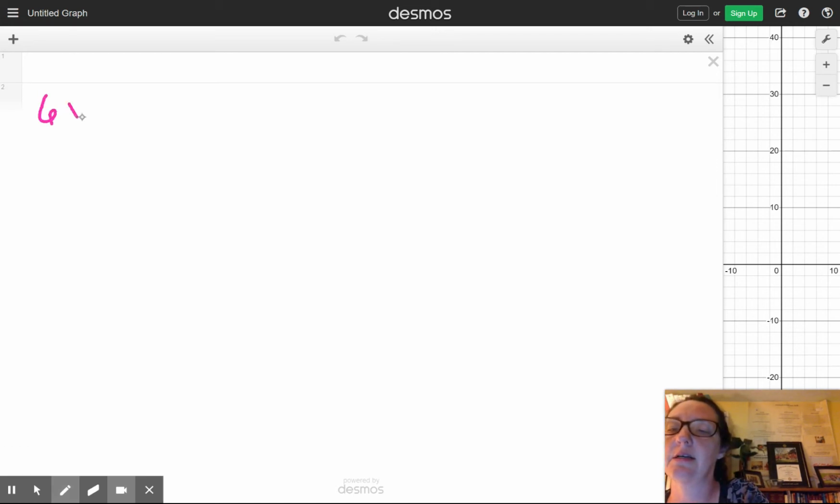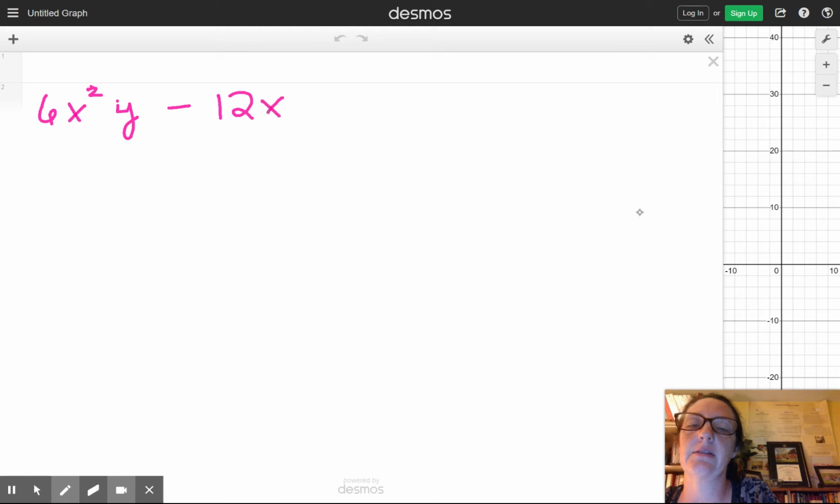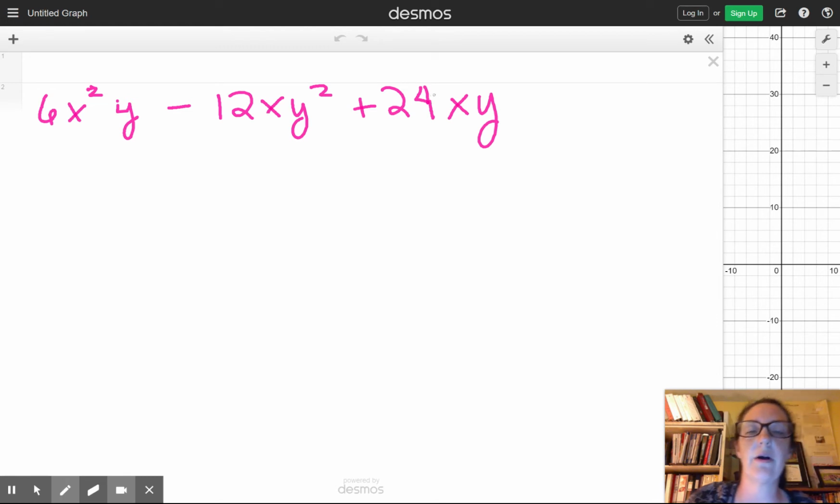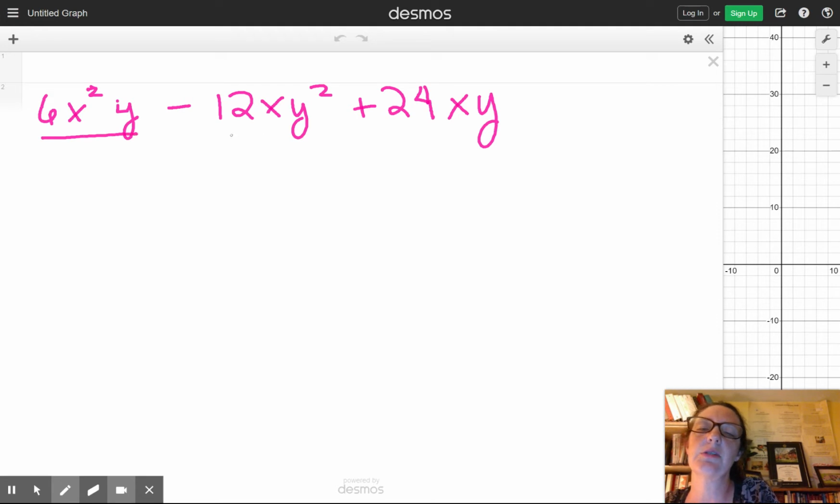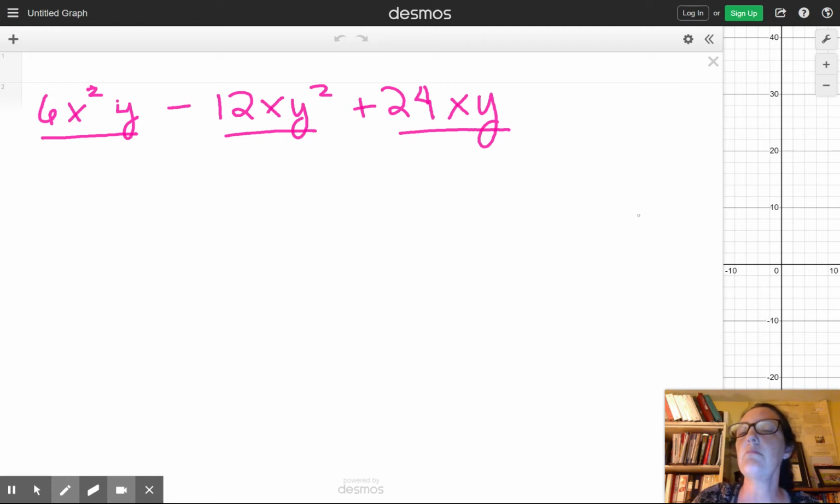6x squared y minus 12xy squared plus 24xy. Okay, so we need to look for what factors are in common in all three of these terms. And the terms are numbers and variables that are multiplied, separated by adding and subtracting.